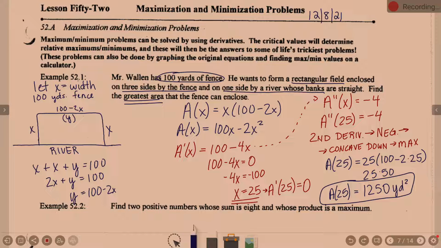I can't say that I've ever seen a problem that says find the greatest area and then you end up with a minimum. I can't say that I've ever seen that happen. From a logical standpoint, this makes sense too, because logically speaking, if it was 25 width and 50 length, that's the most you can make with 100 yards of fence, and one side already taken. Yeah. So, okay. Moving on.